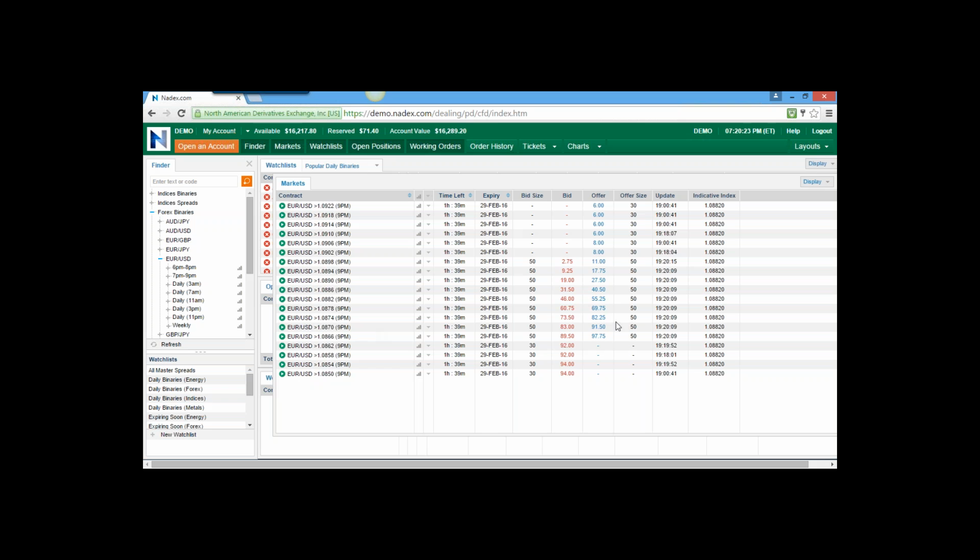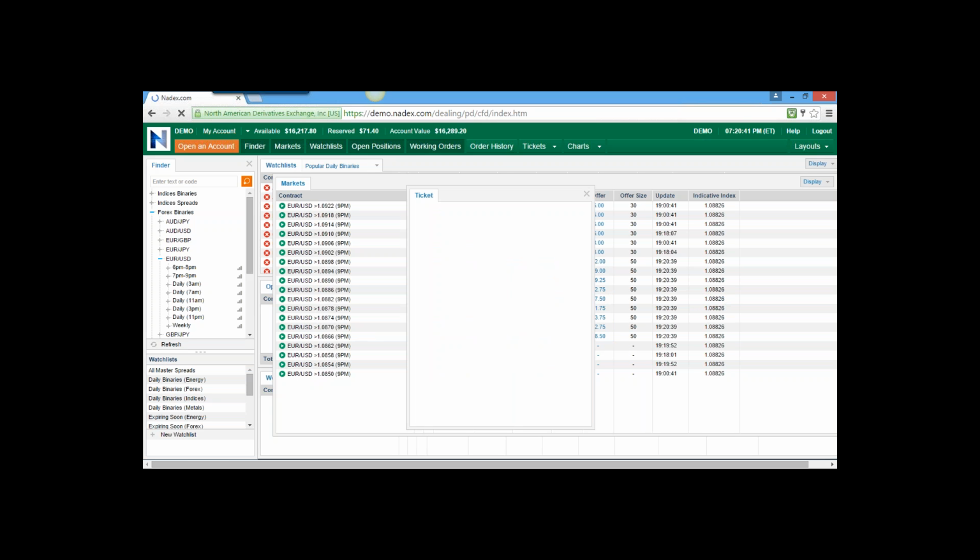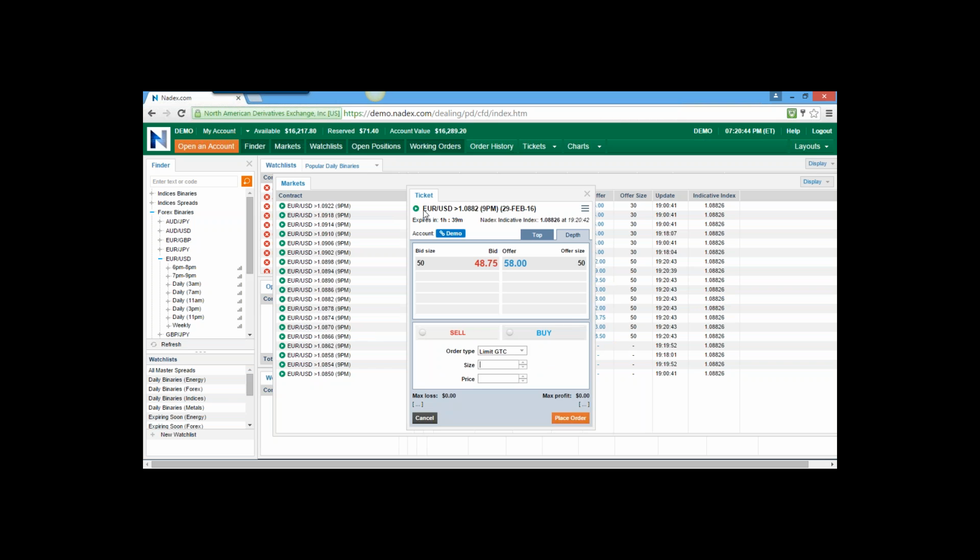Real quick here, see this indicative index? This is basically where the market is right now. This is the Nadex indicative. When a binary expires, either profitable or not profitable, it's all based on this indicative right here. If I was to buy this binary right here, what am I saying? What is the statement? All a binary is, is a statement. It's as simple as that.